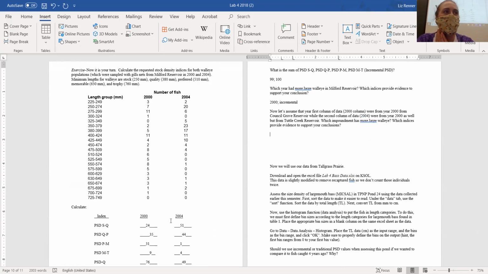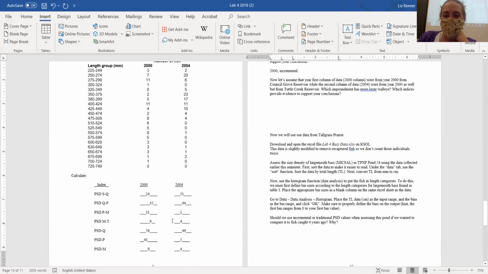Sorry, I stumbled my way through that. Hopefully it makes sense a little bit. None of our examples are going to be as messy as what we did from the beginning. But if we have you do this on an exam or a quiz, we will give you all of these values. But definitely, I want you to be able to tell the difference between an incremental and a traditional PSD, and also be able to answer why we use the traditional to compare across impoundments, versus remembering that we use the incremental to compare within.